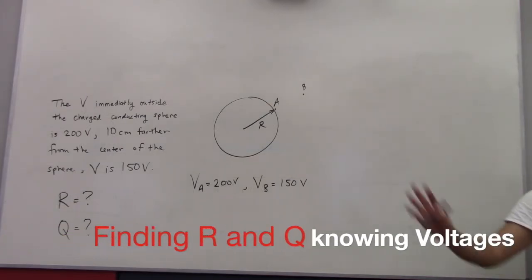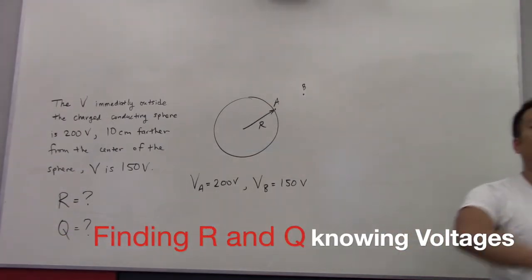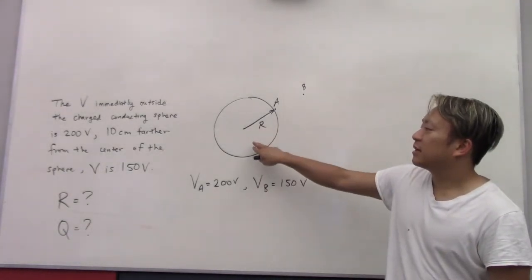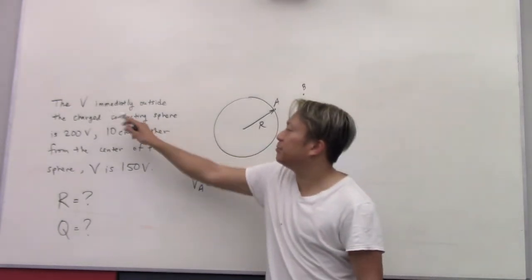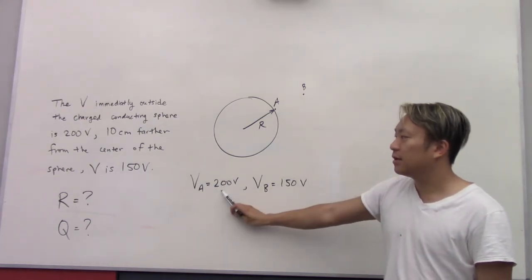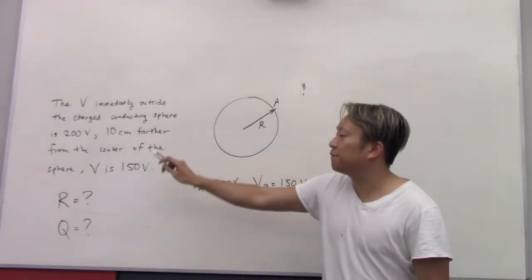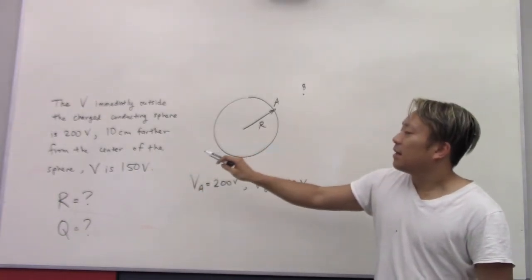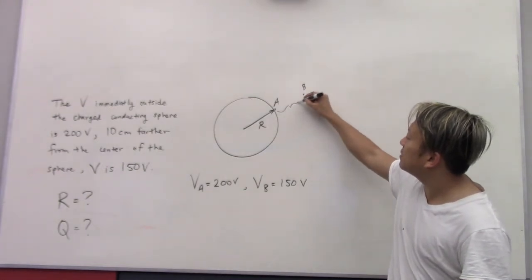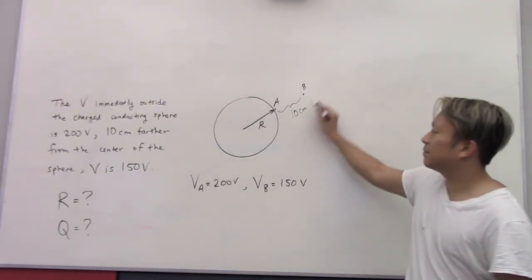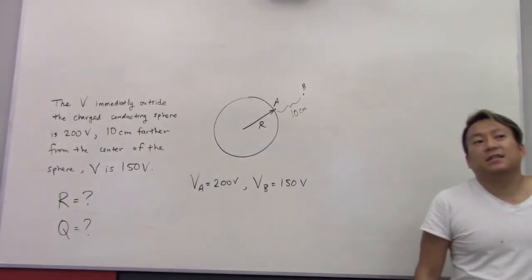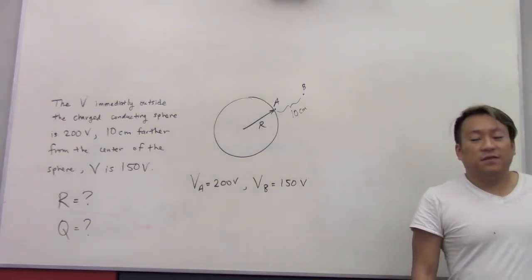Here we have an example problem, very similar to the one in the packet, so pay attention to this one. We have a charged conducting sphere. It says that the voltage immediately outside it, which I'm going to label point A, is 200 volts. 10 centimeters farther from the center of the sphere, the voltage is 150. And now our task is to find the radius of that sphere.